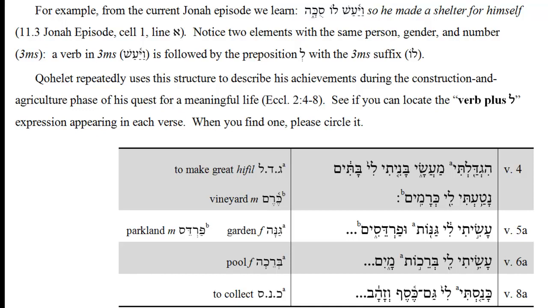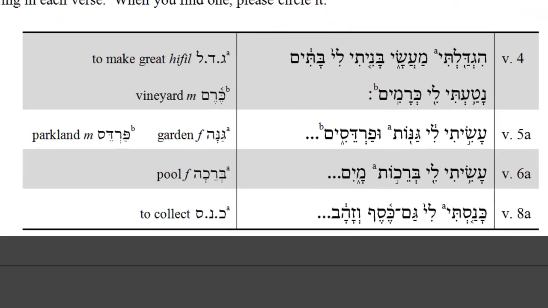The writer of Kohelet, or Ecclesiastes, repeatedly uses this structure to describe his achievements during the construction and agriculture phase as he is questing for what is a meaningful life. As we read over these selected verses excerpted from chapter 2 of Kohelet, see if you can locate this particular structure, verb, that is a finite verb, plus the lamed preposition.